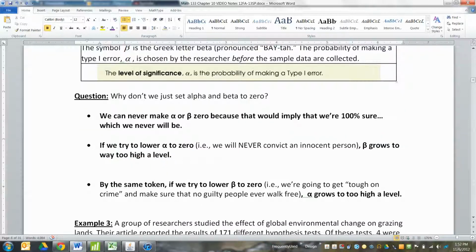It's possible. There was a case in Iowa, I believe, where the police and the DA actually framed the person. They put in that person's DNA, even though they knew that person didn't do the crime, stuff like that. So that can always happen. All right, so if we try to lower alpha to zero, i.e. we're never going to convict an innocent person, we don't want that person showing up on the latest talk show, just heartbreaking, etc.